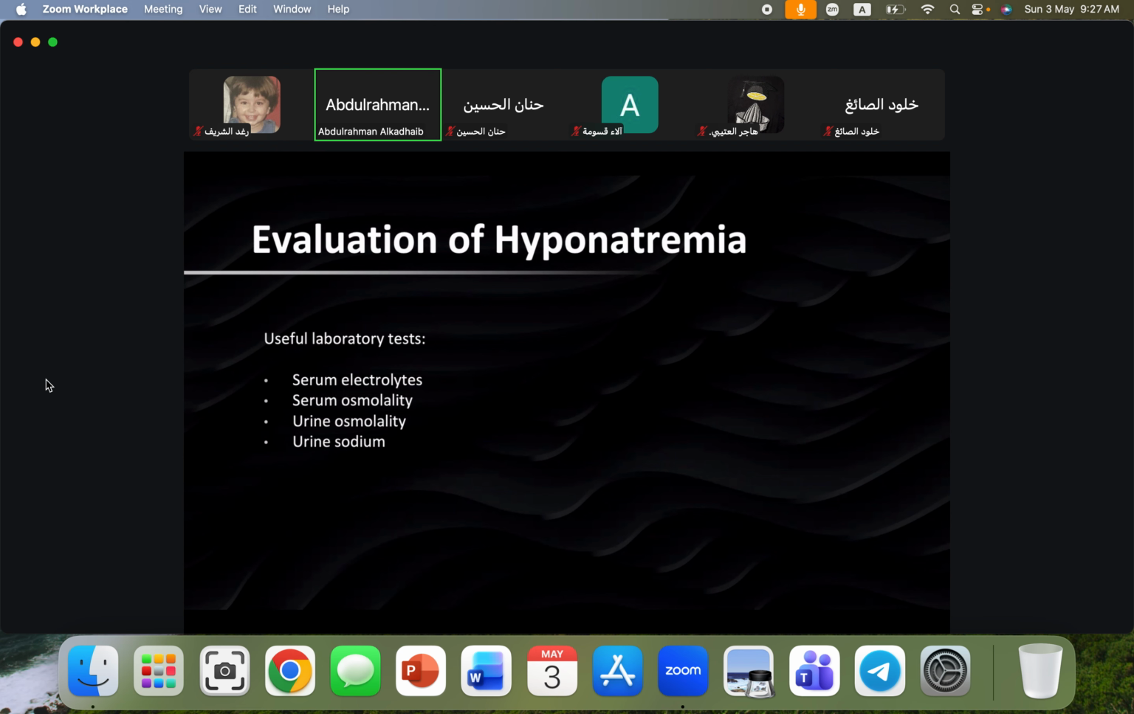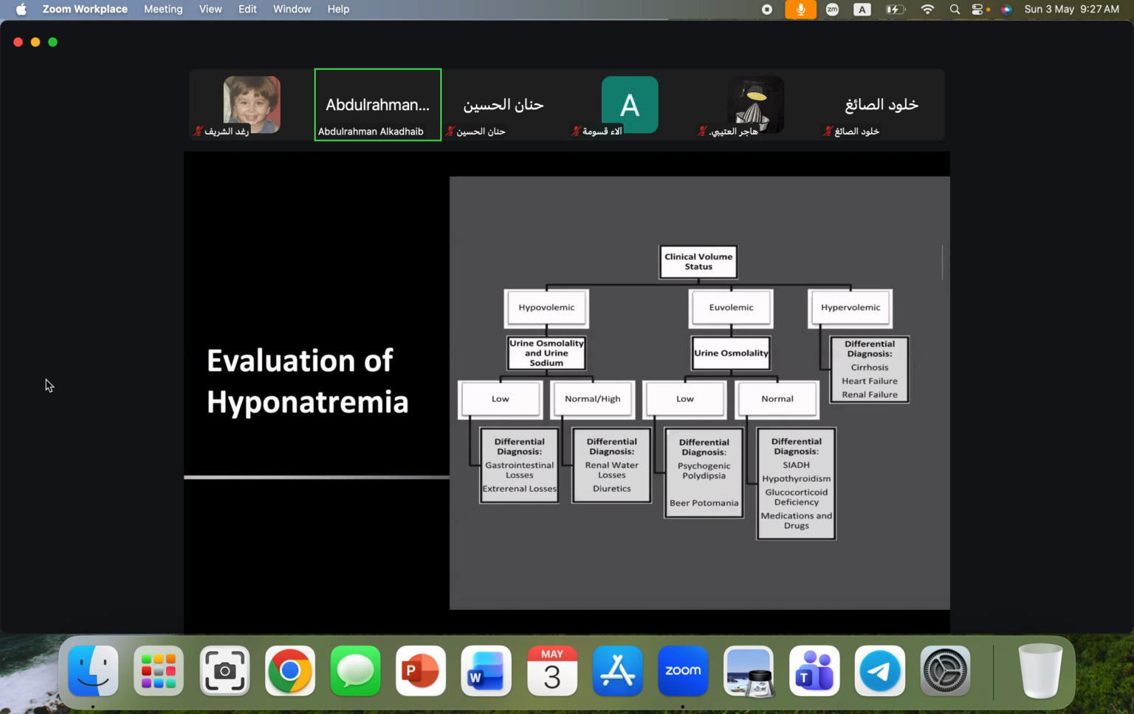So this chart mainly summarizes how useful those workup tests are that we may order to find out the reason. As you can see, in cases of hypovolemic hyponatremia, the urine osmolality and urine sodium levels may help us to find out the reason. We're expecting the urine osmolality and urine sodium to be low if the cause of hyponatremia is from the GI tract or any extrarenal losses, such as the third spacing we talked about earlier.